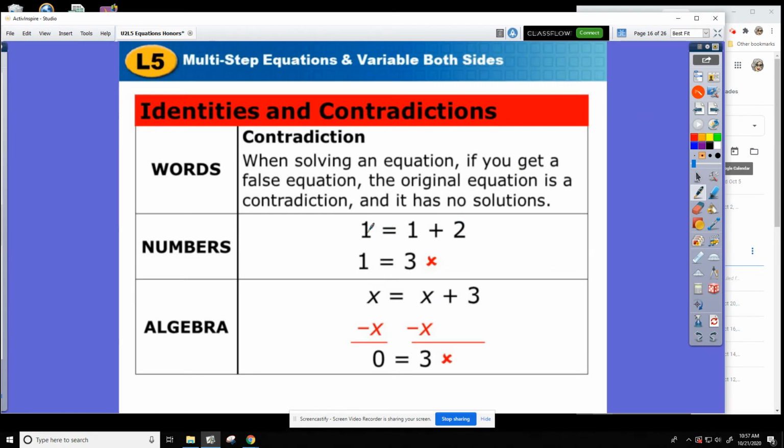Contradiction, like this right here, 1 equals 3. Nope. And this one, when you get rid of the x, 0 equals 3. That is not true. And right here, you could see it's a contradiction because you have x on both sides, but you don't have the 3.